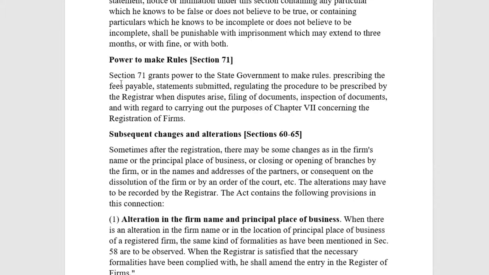And under Section 71, the state government has certain powers: prescribing the fees payable, the statements to be submitted, and the procedure to be followed by the registrars in case of any dispute, and also with regard to the filing of the documents and the inspection of the documents. With regard to all these aspects, the state government can prescribe the rules to be followed, as discussed under Section 71.